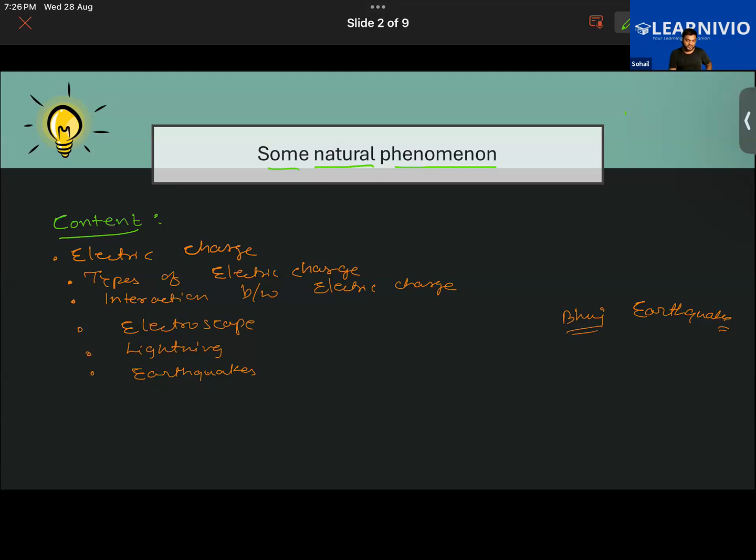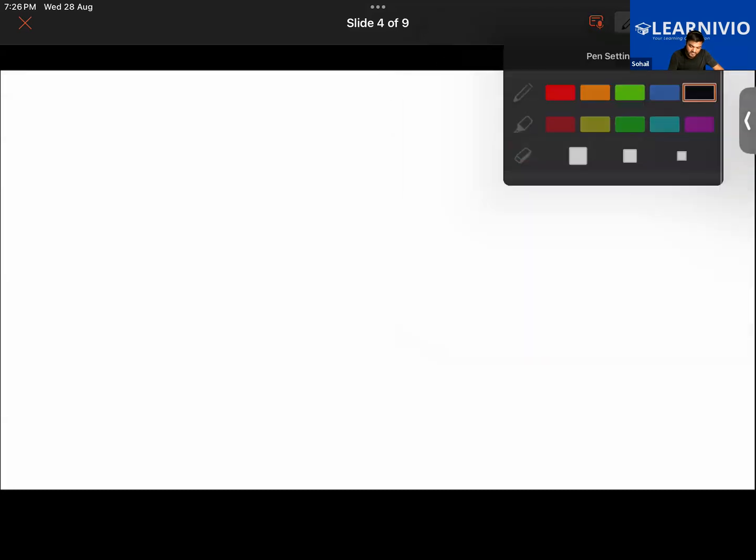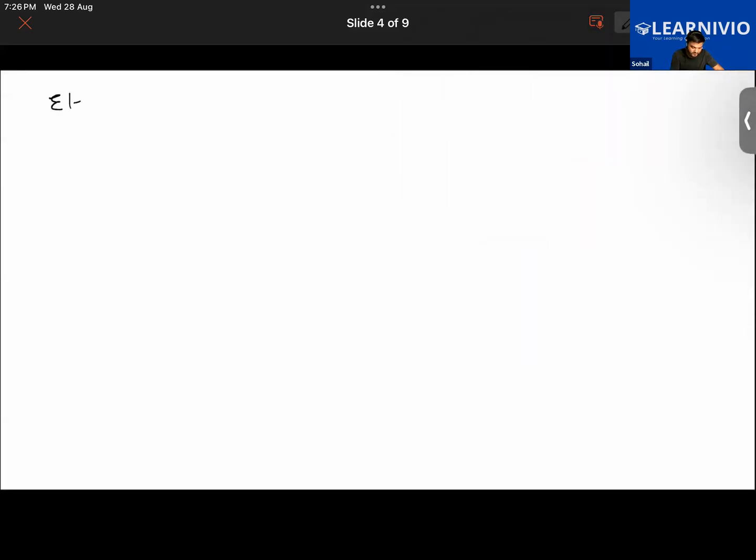So electric charge would be of two types. One will be positively charged, another one would be negatively charged. So let's continue from the topic electric charge. First of all, we are going to learn a little bit of history about this.